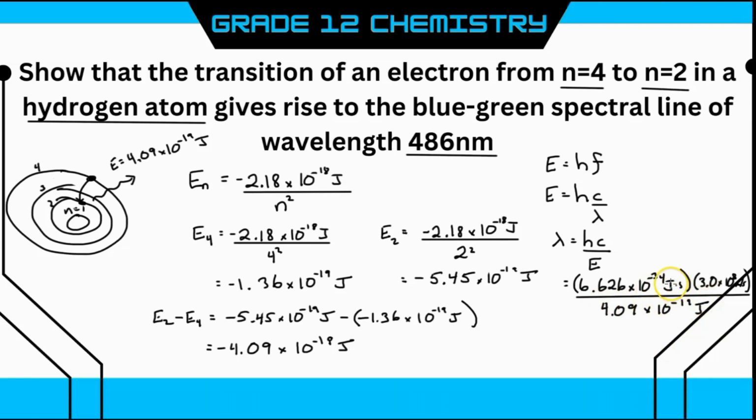You can see our units work. Joules cancels, seconds cancels, and we're left with meters, and we get 4.86 times 10 to the minus 7 meters, which is equal to 486 nanometers. I'll take that. I hope that helped everyone.